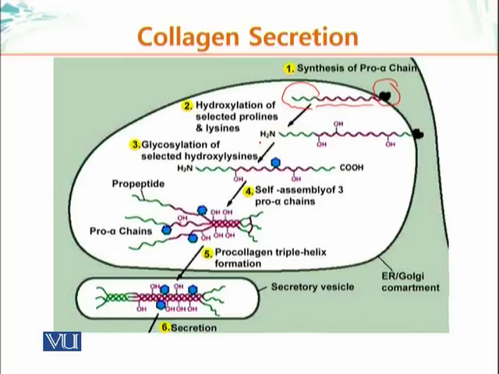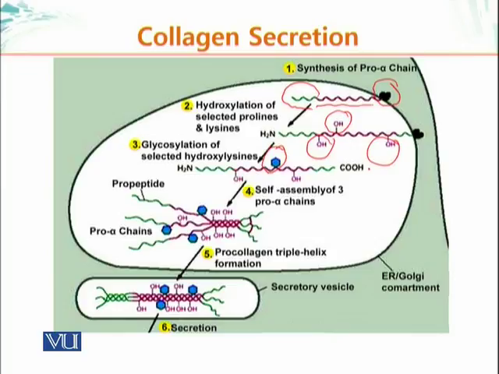Once it comes into the ER, it goes through modifications. For example, very importantly, the hydroxylation of selected prolines and lysines. Here's the hydroxyl group. Some of these hydroxyl groups, especially on the hydroxylysines, will be glycosylated. Here you can see this blue hexagon. This is basically representing a carbohydrate molecule.